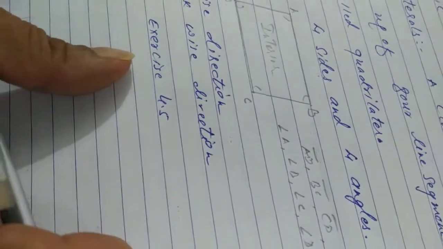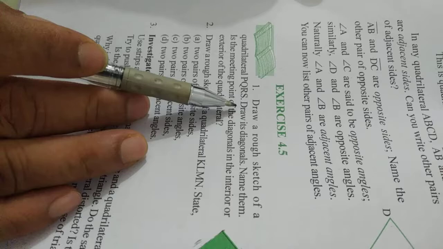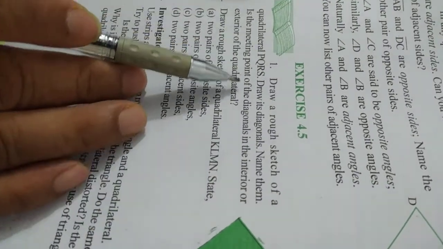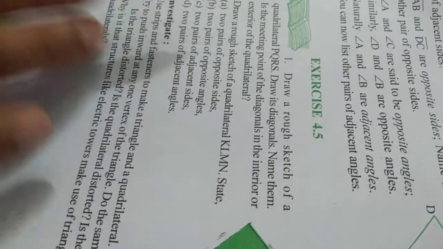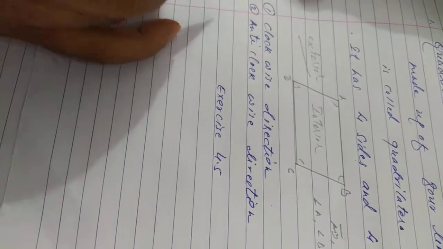See the first example. Draw a rough sketch of a quadrilateral PQRS. Draw its diagonals. Name them. Is the meeting point of the diagonals in the interior or exterior of the quadrilateral? Now let's try. See the first example of exercise 4.5.